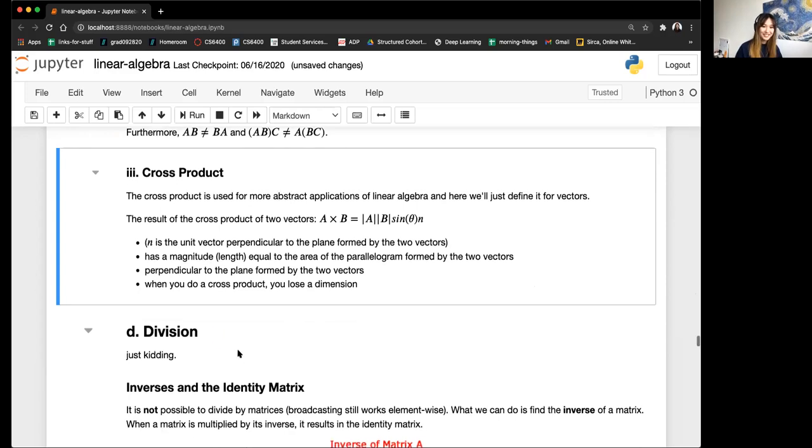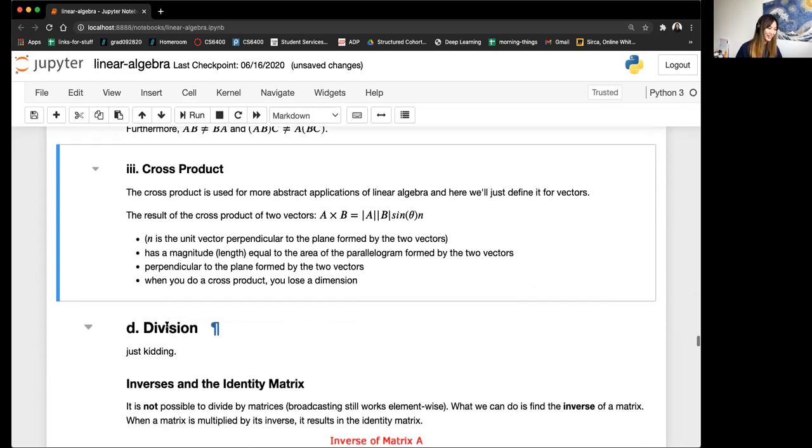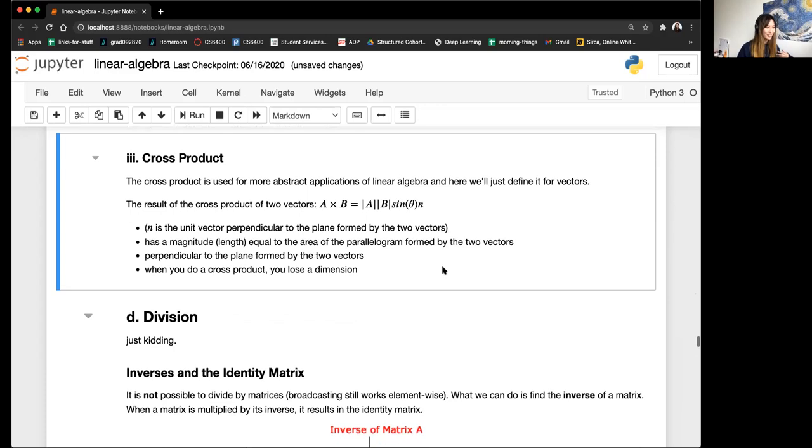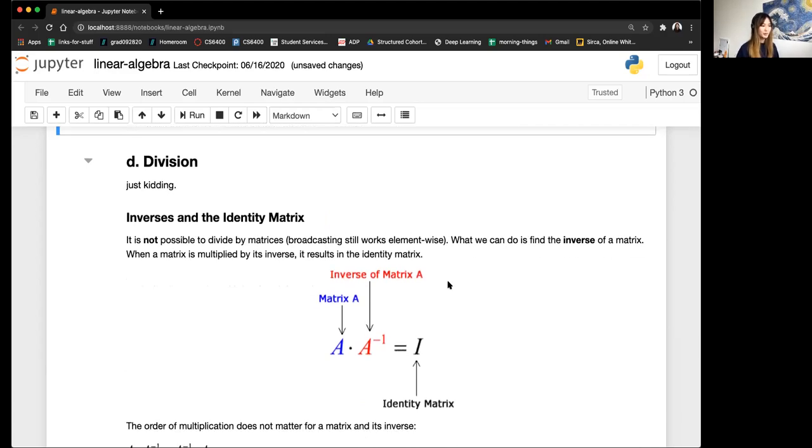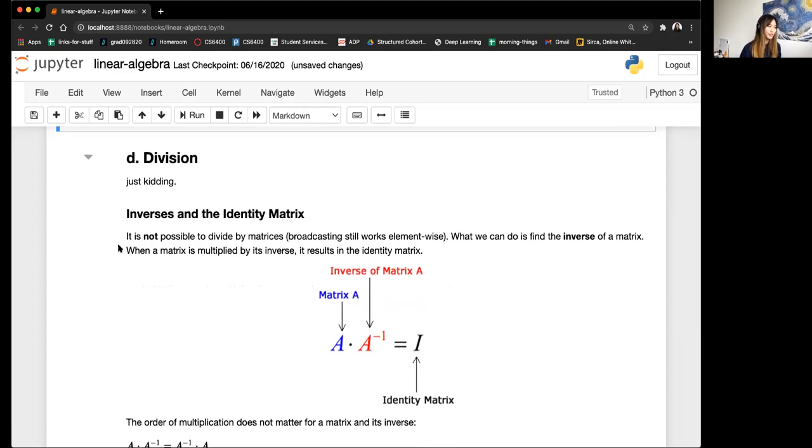You can't divide matrices. You can't divide vectors, so you cannot divide. However, there is something kind of similar to division. There are inverses and also the identity matrix, which are good to be aware of. So we've got to talk about inverses and the identity matrix together. First of all, you cannot divide by matrices, although you can still broadcast element-wise. So let's say you want to divide everything in a vector by 2, you can still do that, but there's no such thing as matrix division.